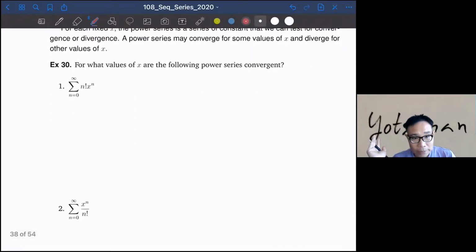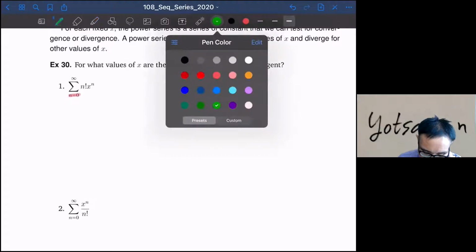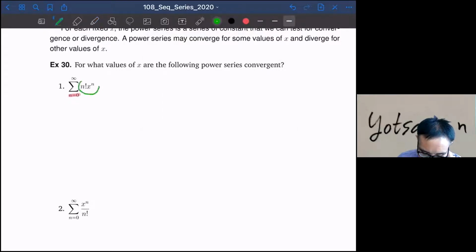For this one, we are going to apply the ratio test. So you see that you're going to have your function in x. So it's going to be un of x, a function in x. So you have un of x given by n factorial times x to the n. Okay, and we're going to use the ratio test.